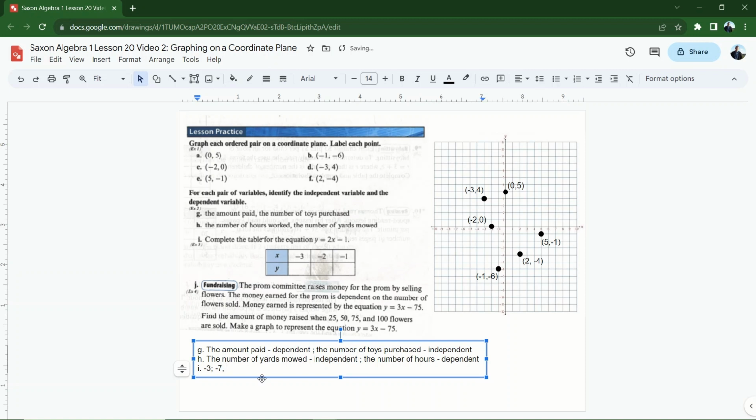2 times -2 is -4, minus 1. I'm just going to do the same sort of thing. We'll separate with a comma. -2, comma, -5. When I plug in -2 here, I get -5. What about -1? -1, comma, what do I get out when I plug in -1 for x? 2 times -1 is -2, minus 1 is -3.